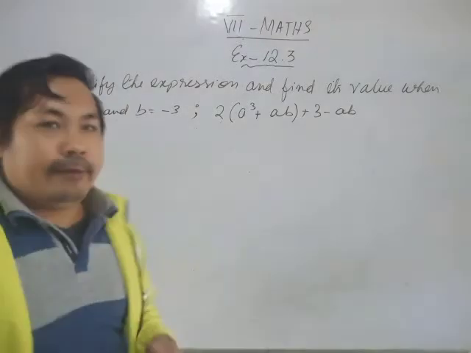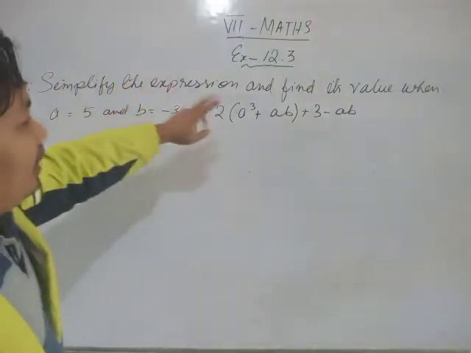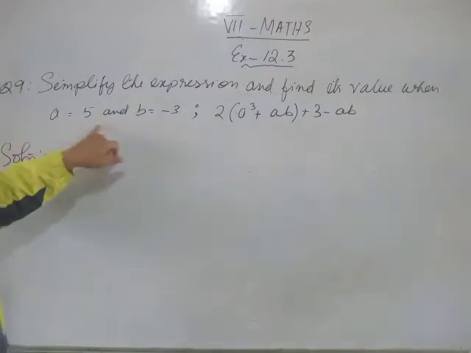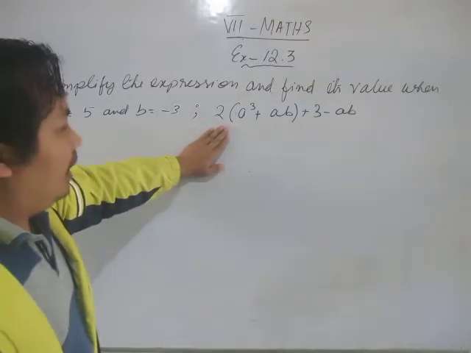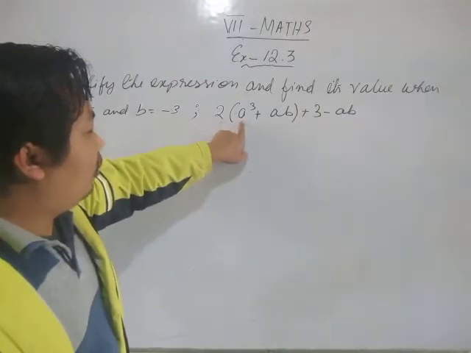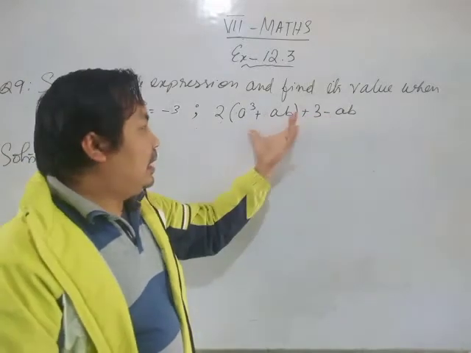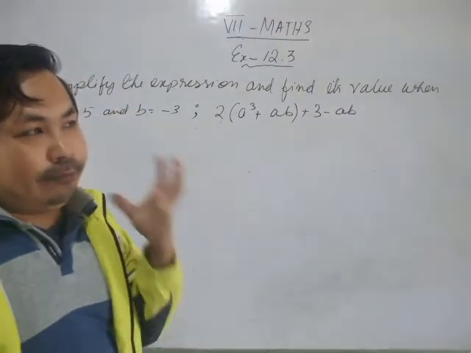Now, hello student, next we have question number 10, and question number 10 is saying that simplify the expression and find its value when a is equal to 5 and b is equal to minus 2. So the given expression is 2 in the bracket a cube plus ab plus 3 minus ab. We have to take this expression and we have to simplify.